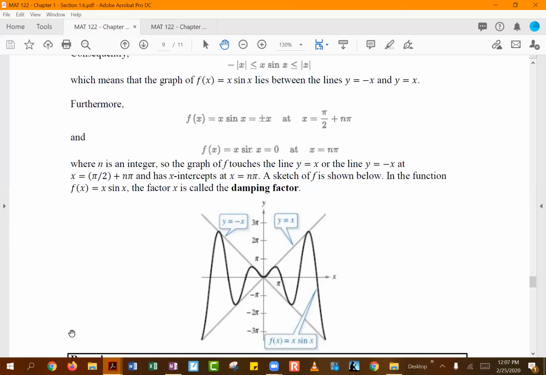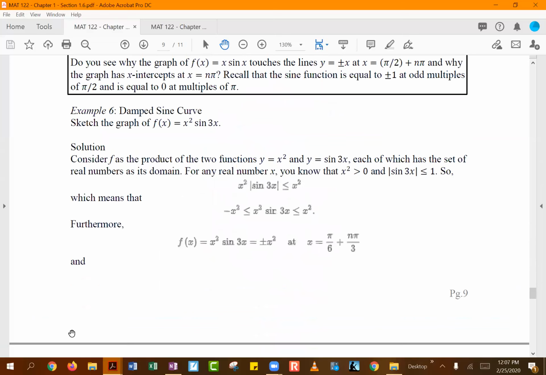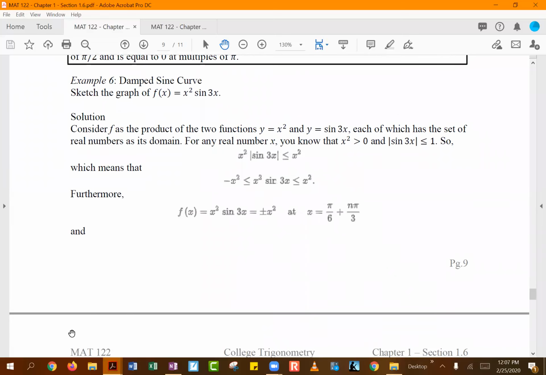So the example that we are looking at is being damped, or the damping factor is your x squared function here. So we are taking x squared times sine of 3x. That means that your value of sine of 3x is going to be between -x squared and +x squared. So those would be your parabolas, right? Opening up and down. So instead of having those straight lines with y equals x and y equals -x, we're going to be looking at curves between -x squared and +x squared.